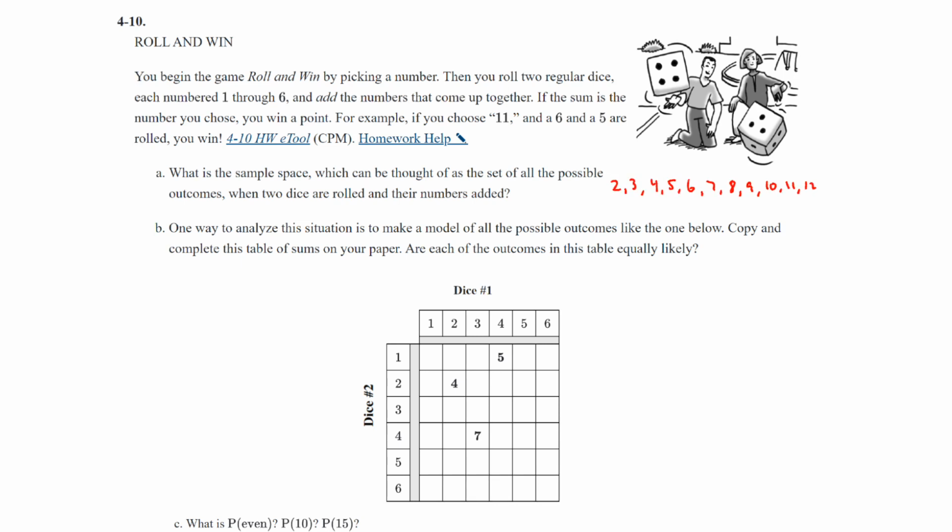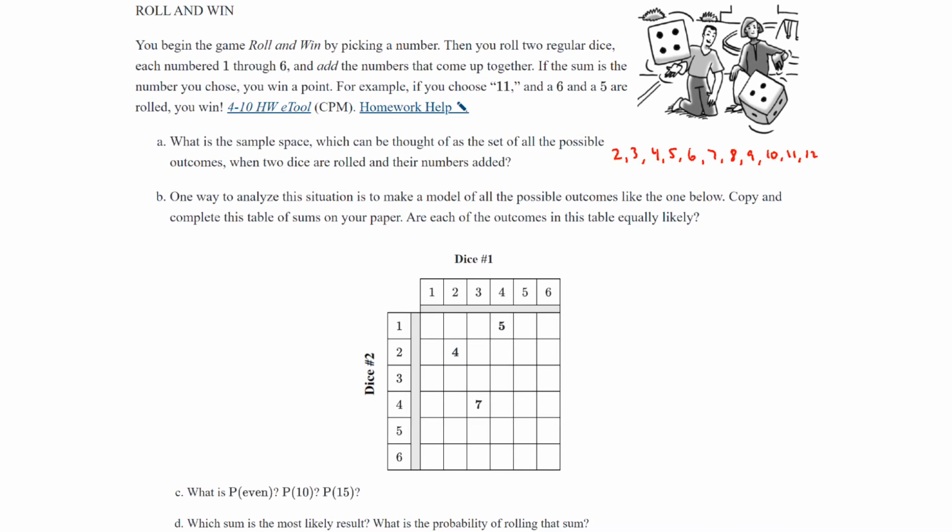One way to analyze this situation is to make a model of all the possible outcomes like the one below. Copy and complete this table of sums on your paper. Are each of the outcomes in this table equally likely to happen? So let's go ahead and fill out our possibilities. 1 and 1 is 2. And I'm going to pause the video and go ahead and fill them all in, but you're just doing the sums of each of these. Alright, so I went ahead and filled out the table, and you can take a look at each of those, and you'll notice some of the sums are definitely happening more often than others.